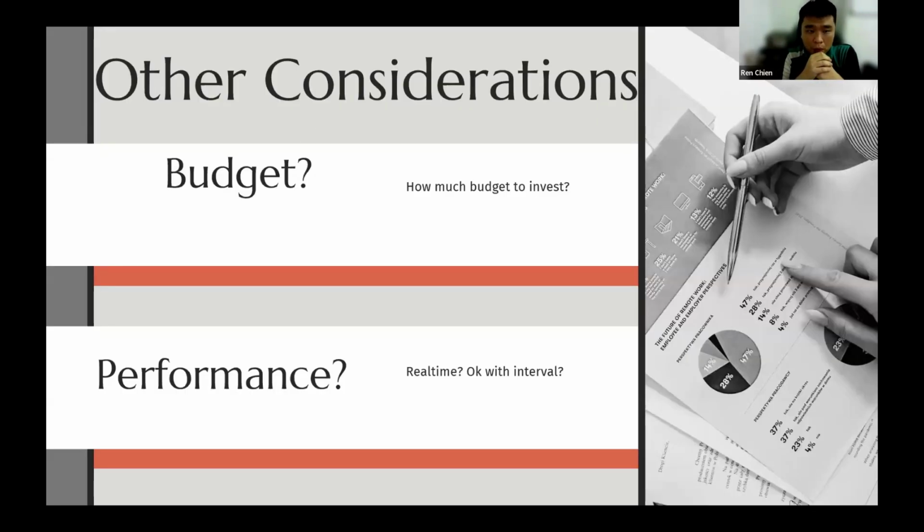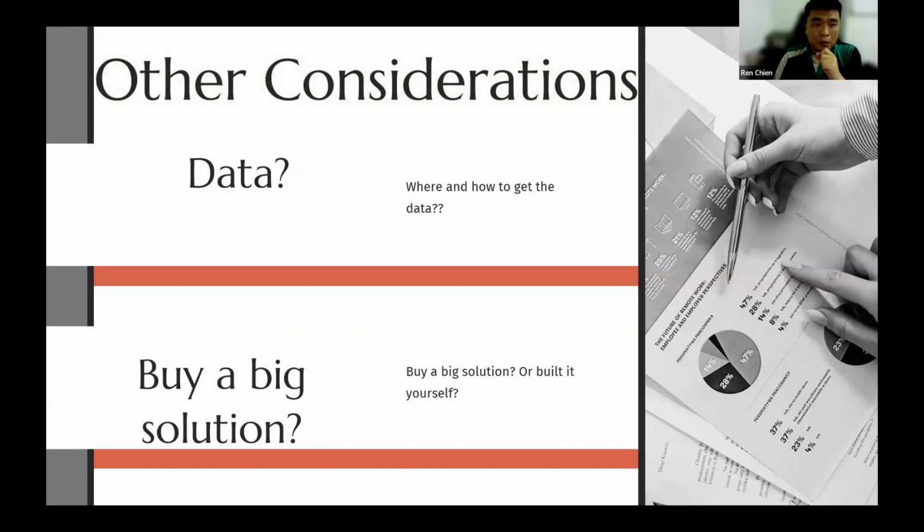Another consideration that I put into a checklist is how much budget we are willing to invest, and what performance you are looking for. Is it real time, or is an interval okay, like a 1 hour or 2 hour delay, or a 1 minute or 2 minute delay? All this will impact the design of your IoT use case, your IoT solution.